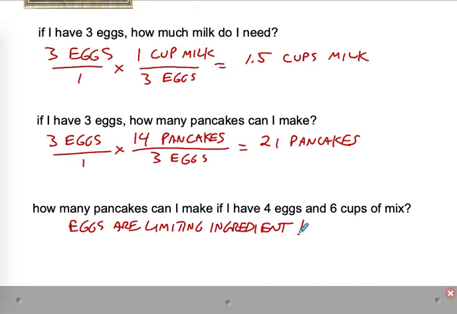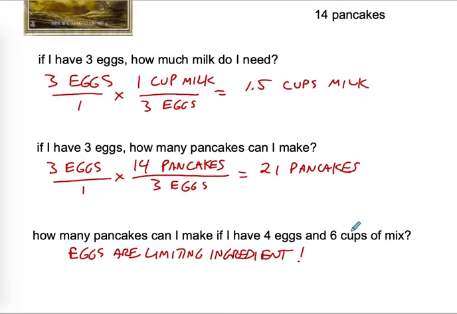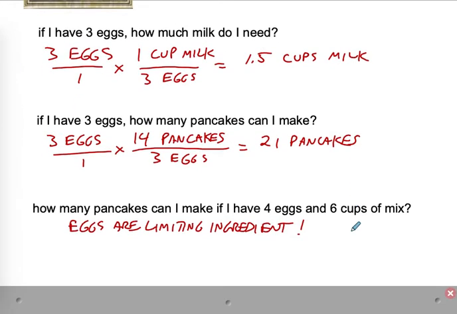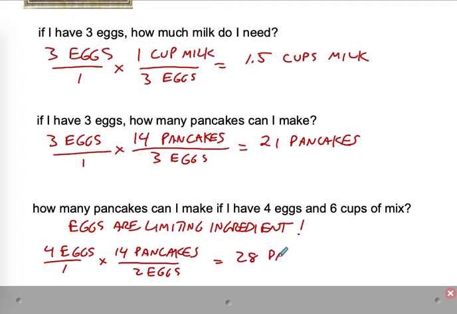If I calculated how many pancakes I could get starting with 6 cups of pancake mix, I would get the wrong result because I clearly don't have enough eggs for that much mix. So I will start with the limiting ingredient, 4 eggs, and multiply that by 14 pancakes for every 2 eggs to give me 28 pancakes, which is a lot of pancakes, but they freeze well, trust me.